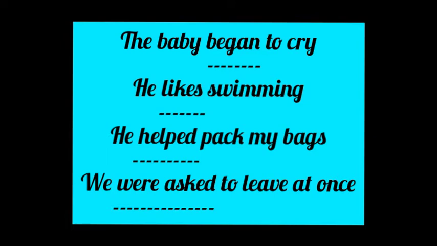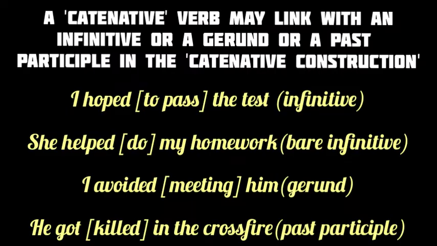So we understand that when the main verb is followed by a non-finite verb like an infinitive or a gerund within the same clause, it's called a catenative verb. Catenative verbs may have four types of catenative complements. A catenative verb may be followed by an infinitive or a bare infinitive or a gerund or a past participle.